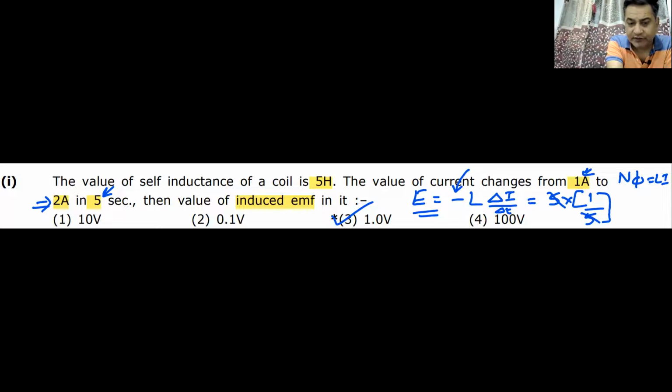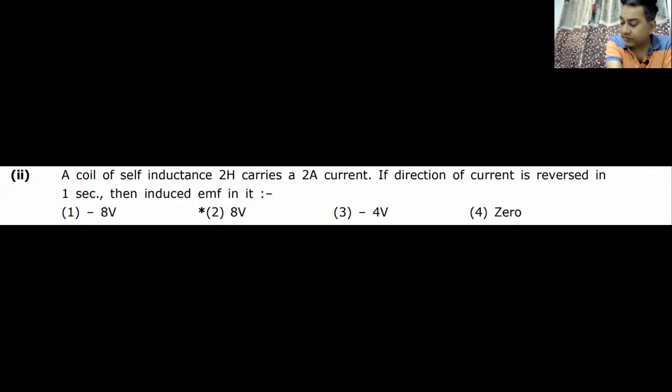Read the question carefully and then give me the answer. I'll wait for 2 minutes. You have a coil of self-inductance 2 Henry. It carries a current of 2 amperes. The direction of current is reversed in 1 second. What is the induced EMF? I shall wait for your answers.